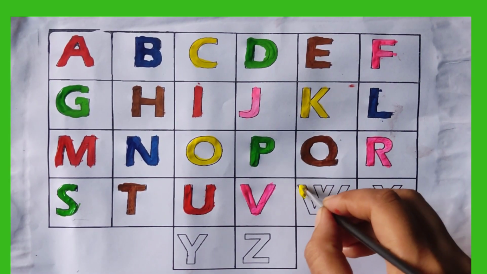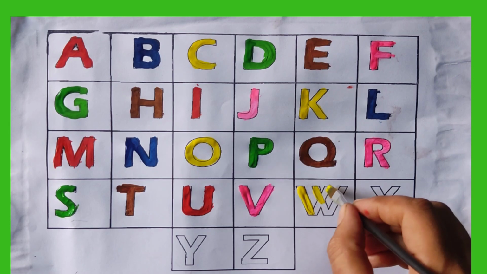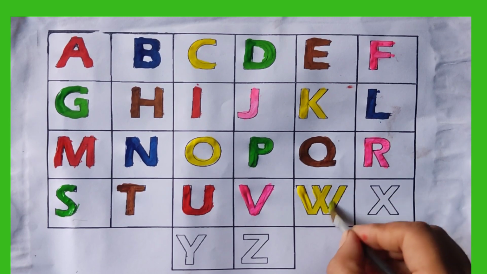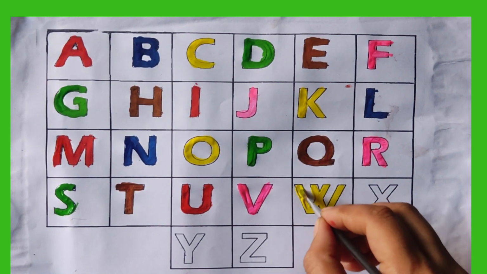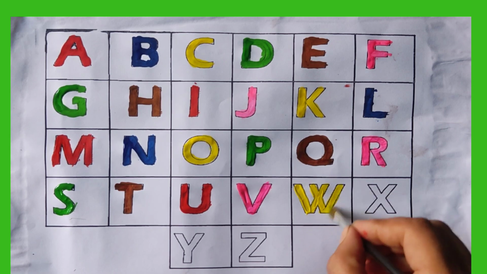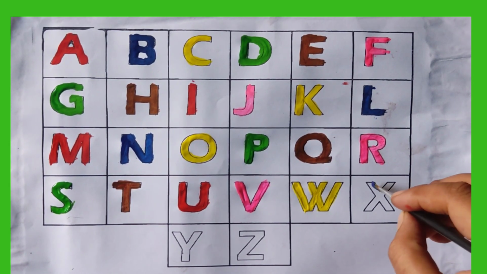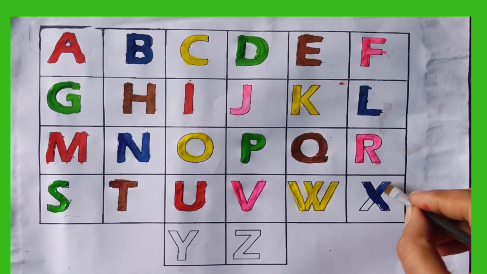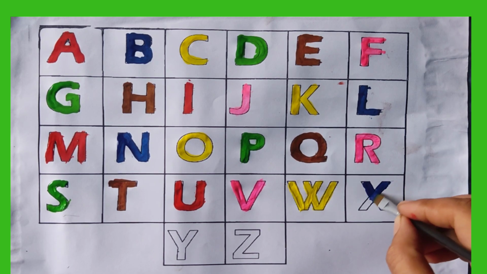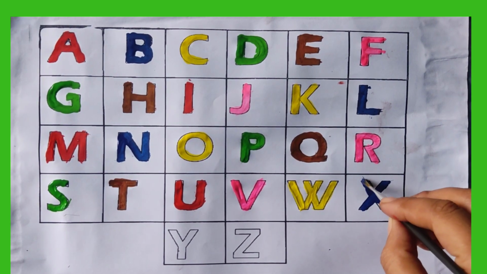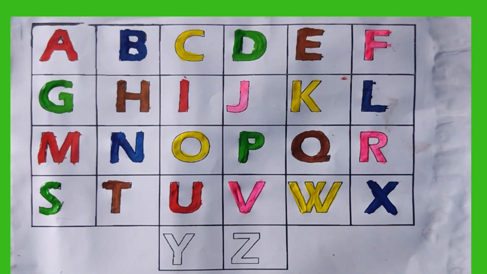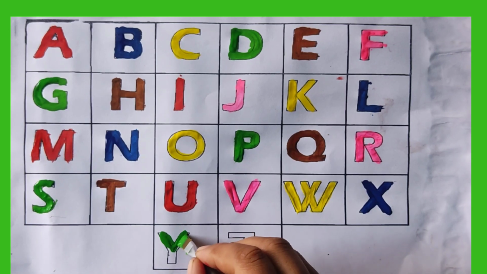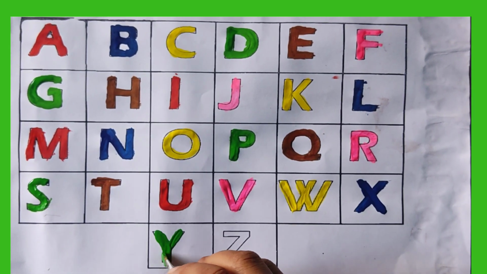W, yellow color. W for watch. X, blue color. X for Xmas tree.